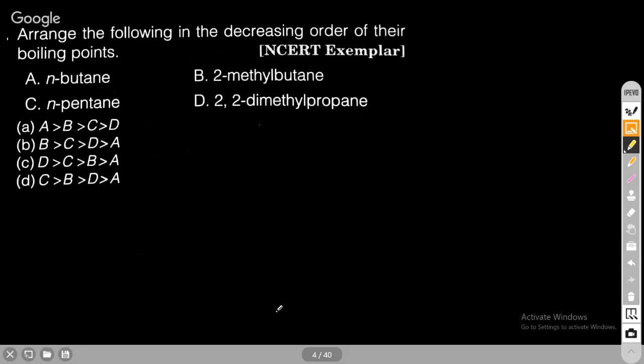Is it D? All of you are getting D? Right. Option D is right. See, two points. Boiling point is directly proportional to molecular mass. Or we can also say as the number of carbon atoms increases, boiling point increases for a straight chain compound. And it is inversely proportional to branching. With branching, boiling point decreases.